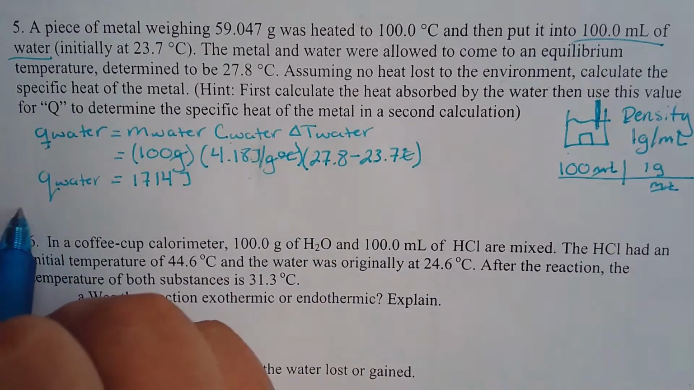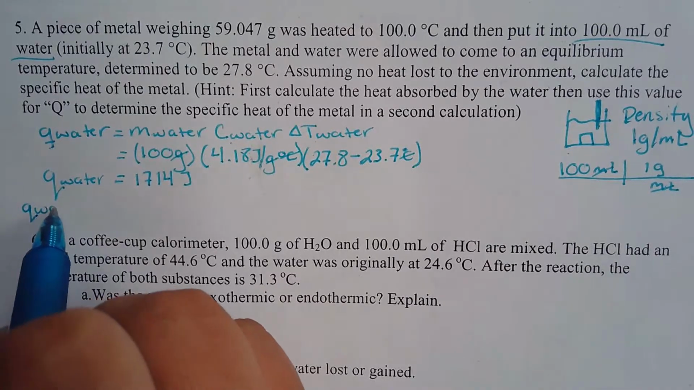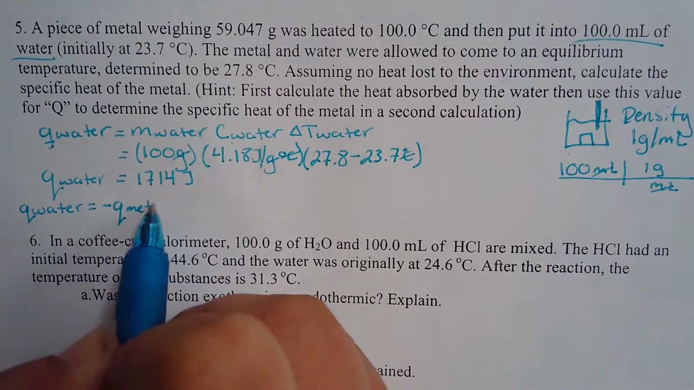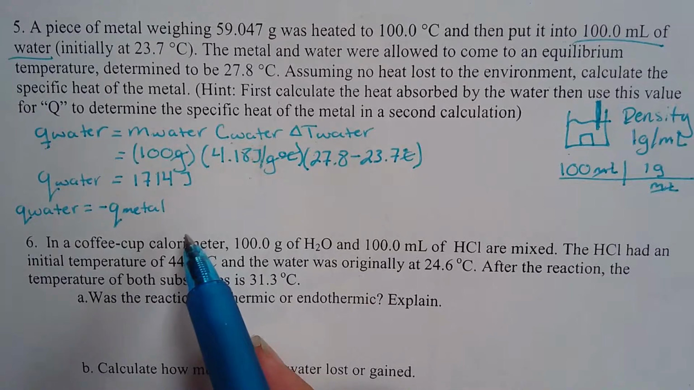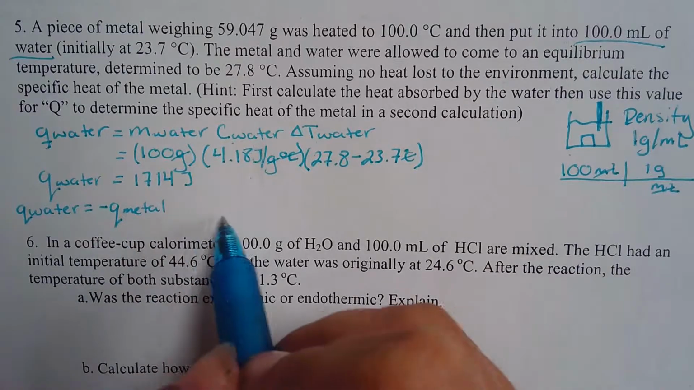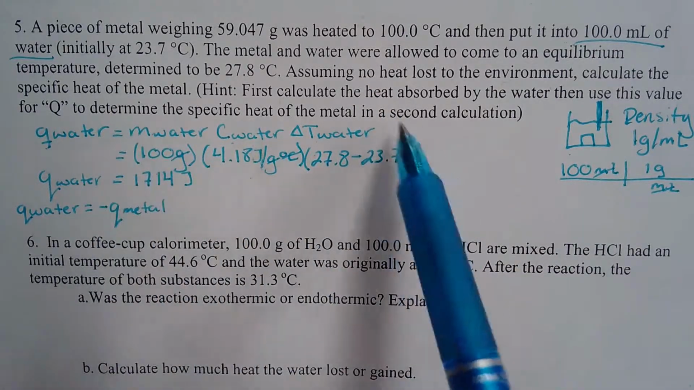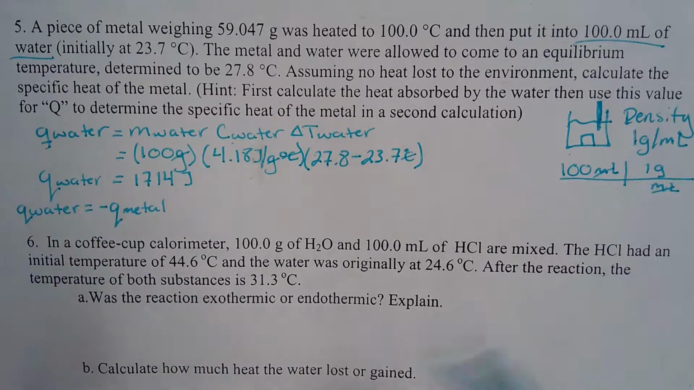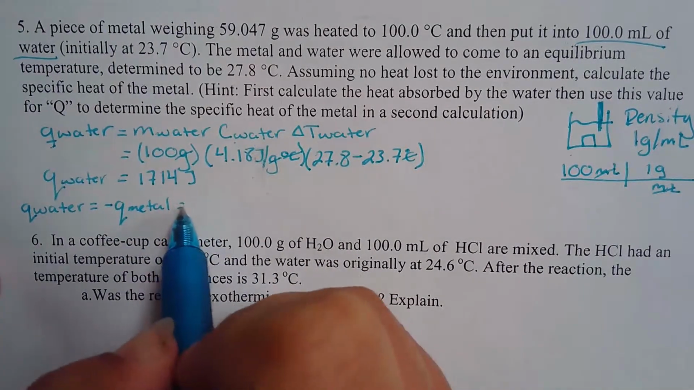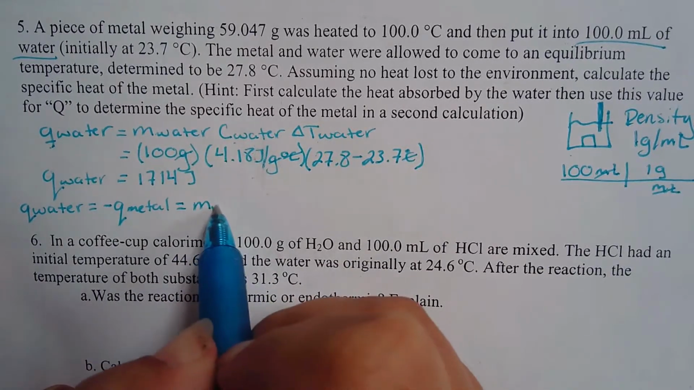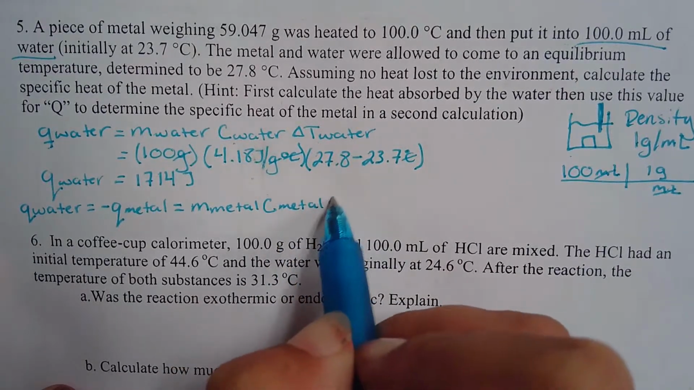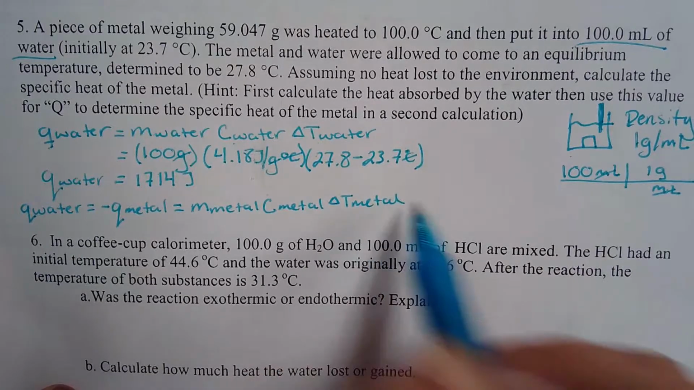Then we have to use our knowledge that the heat of the water is equal to the negative heat of the metal, okay? And that's because in calorimetry we have conservation of energy. Conservation of energy tells us that all of the heat absorbed by the water was lost by our metal. So we can calculate the specific heat of the metal using the same Q equals mc delta T equation. So we use Q metal is equal to the mass of the metal times the specific heat of the metal times the change in temperature of the metal.